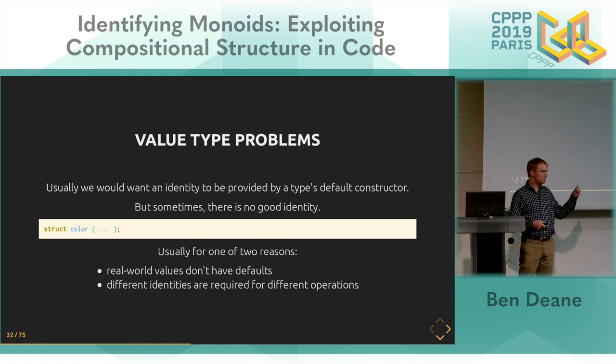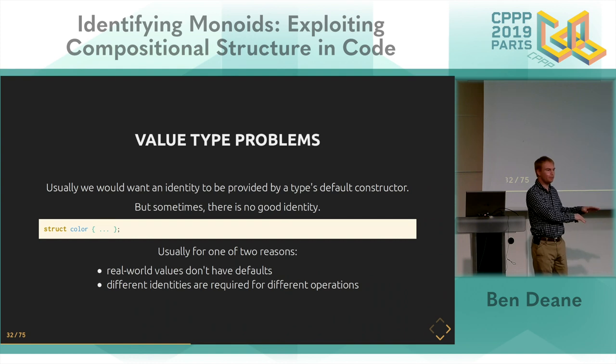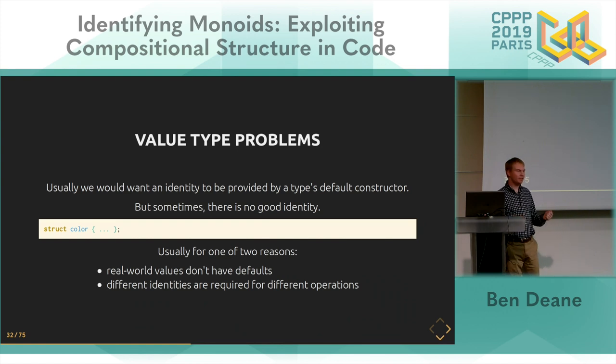For things like color, you might say the identity is black. And that might work for an operation you want to do with color. Or you might say the identity is fully transparent, right? And that might work for another operation you want to do with color. So different operations might have different identities. So there's sometimes not a good thing we can put in the default constructor.